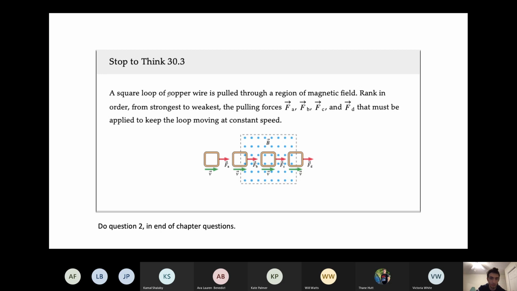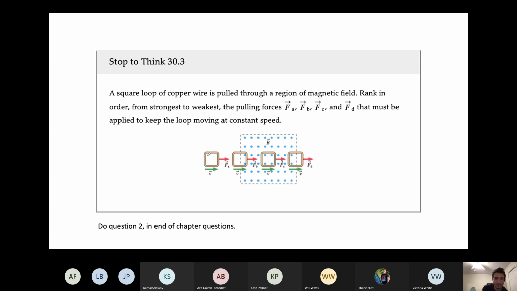So if a square loop of copper wire is pulled through a region of a magnetic field, rank from strongest to weakest the pulling forces F of A, B, C, and D that must be applied to keep the loop moving at a constant speed.